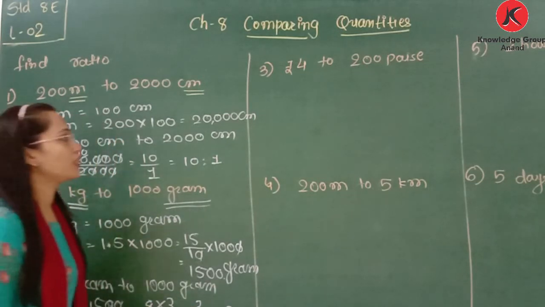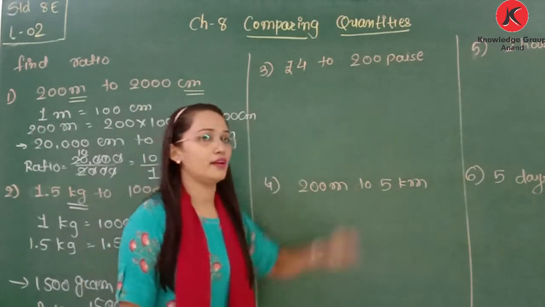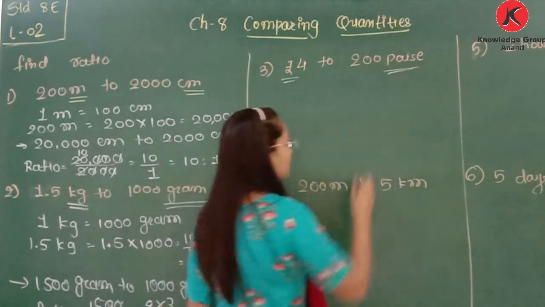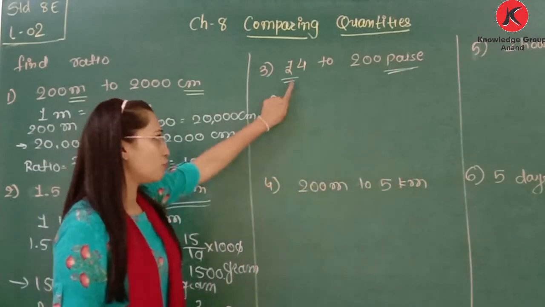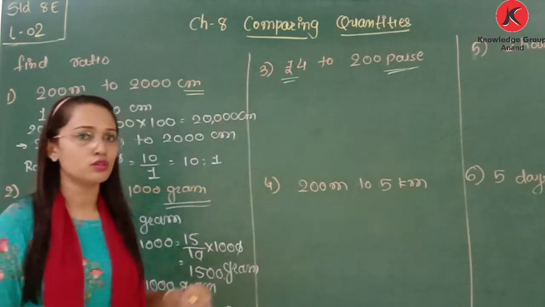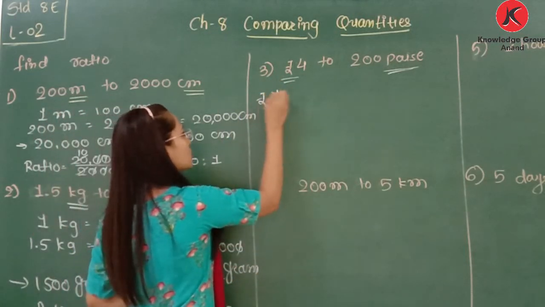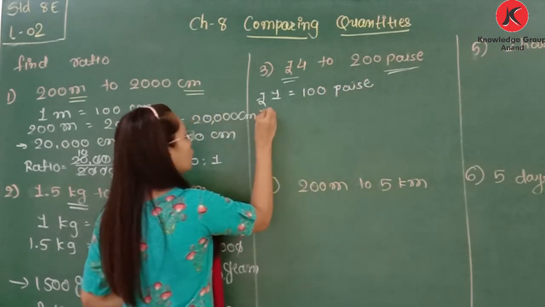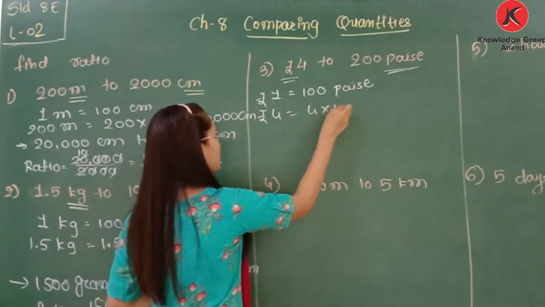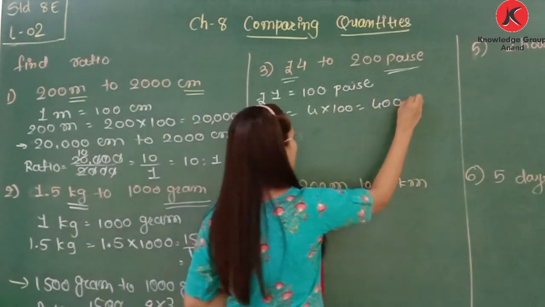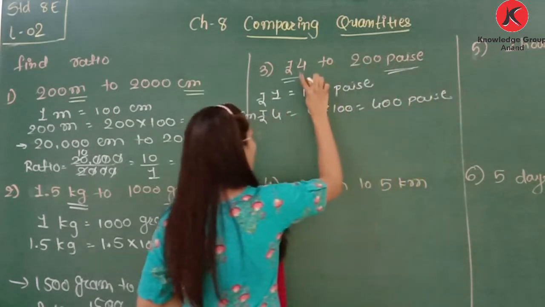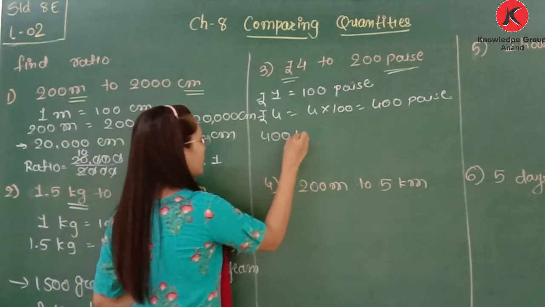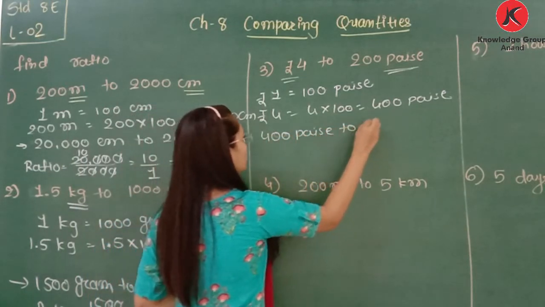Clear? Now next one. Rupees 4 to 200 paise. Again 4 is in rupees and 200 is in paise. So which unit is bigger? Rupees, so we will convert rupees into paise. Now 1 rupee is equal to 100 paise. So rupees 4 is equal to 4 multiply 100, that is 400 paise. Now 4 rupees is equal to 400 paise, so we take the ratio of 400 paise to 200 paise.